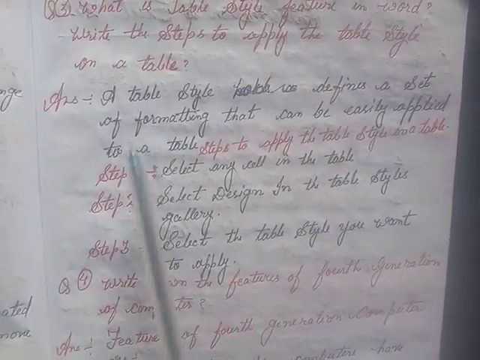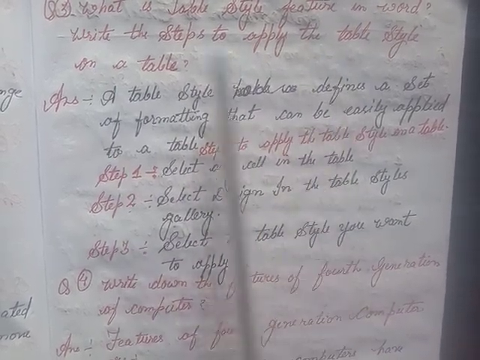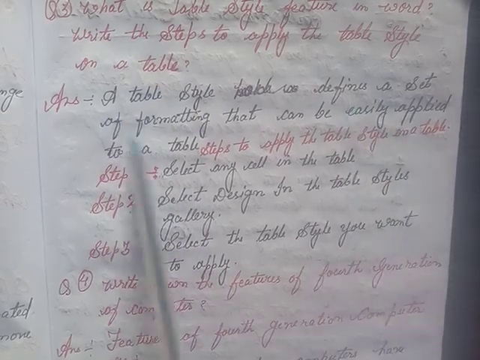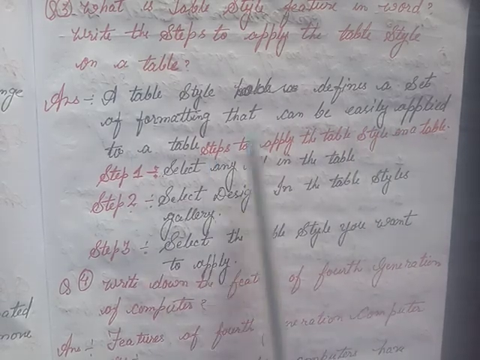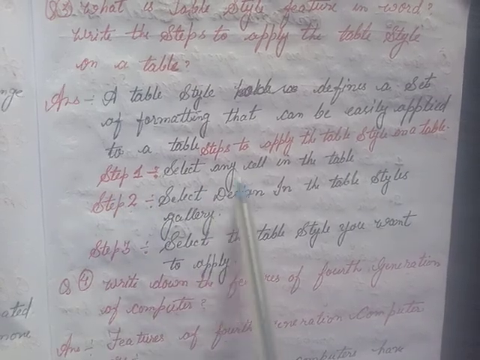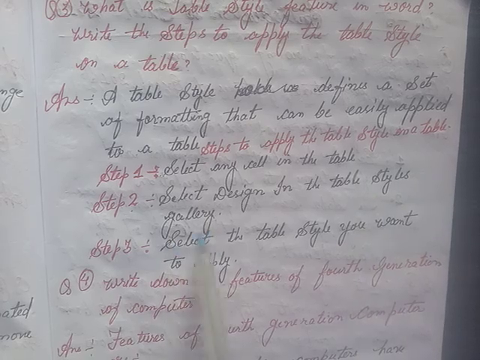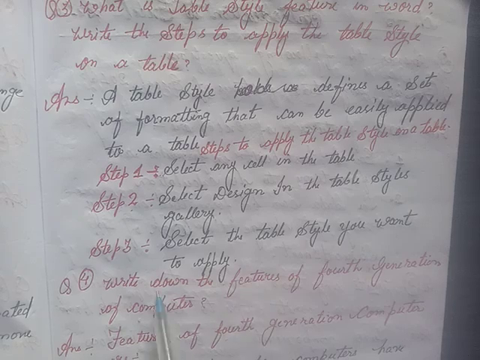Third question, what is table style feature in Word? Write the steps to apply the table style on the table. Answer: a table style defines a set of formatting that can be easily applied to a table. Steps to apply the table style on a table. Step 1, select any cell in the table. Step 2, select design and open the table style gallery. Step 3, select the table style you want to apply.